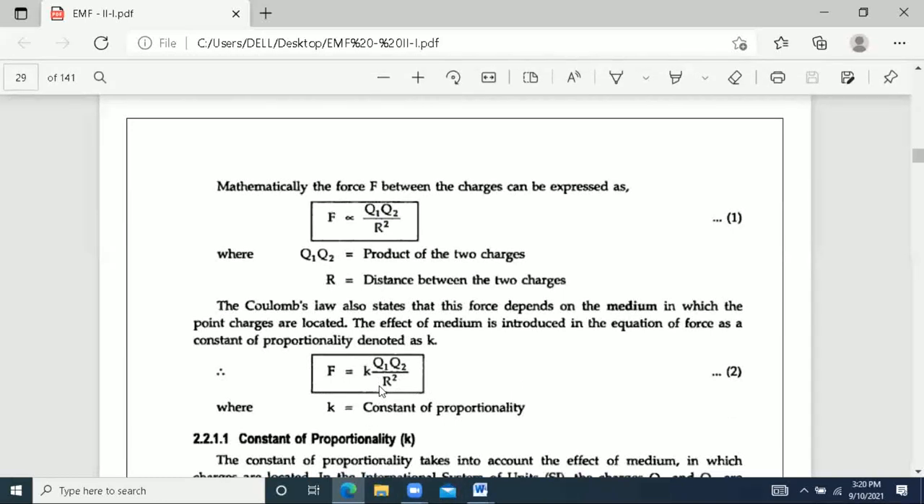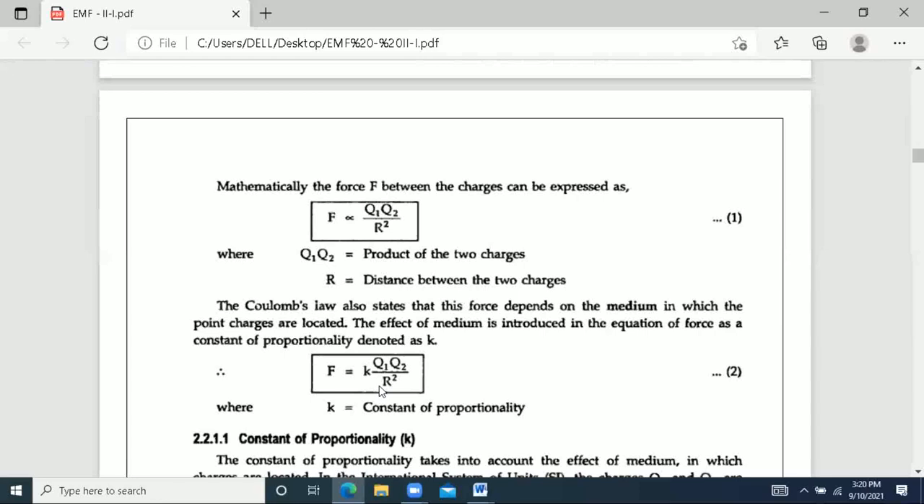Something like that, right? Yes, sir. So that's the force between two point charges, according to Coulomb's.